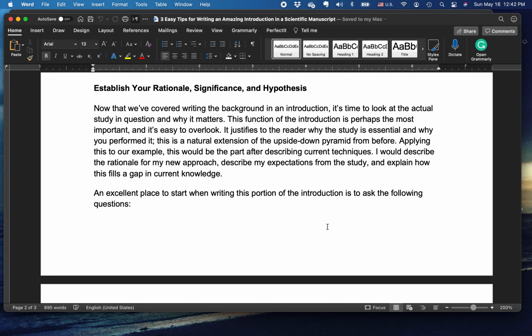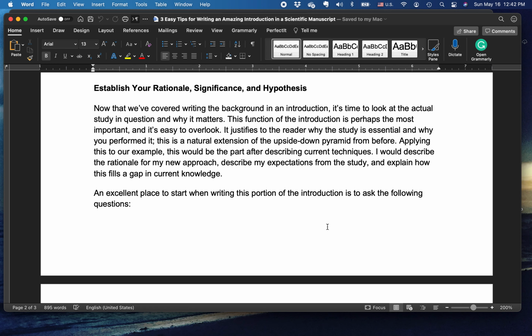So, final tip: establish the rationale, the significance, and a hypothesis. So, the actual study question and why it matters, so critical. This function of your introduction is maybe the most important, but it's also often overlooked. This part of your introduction justifies to the reader why your study is essential and why you did it. It's a natural extension of the upside-down pyramid.